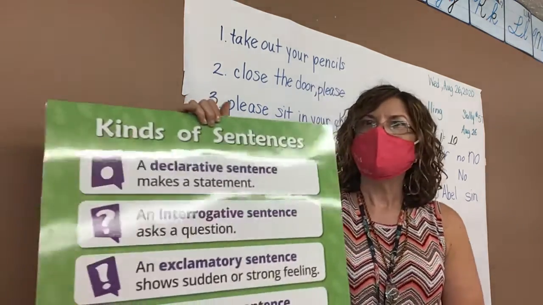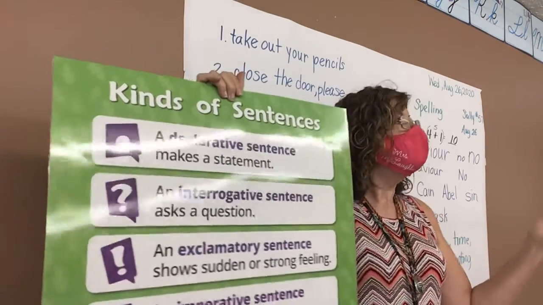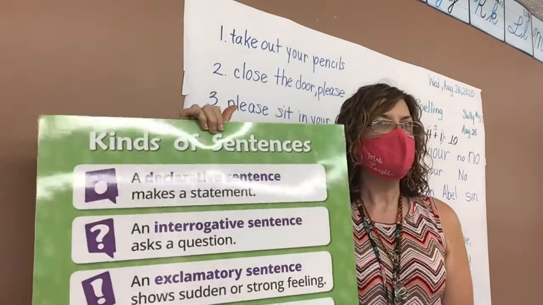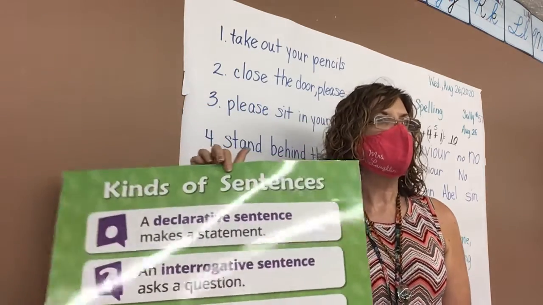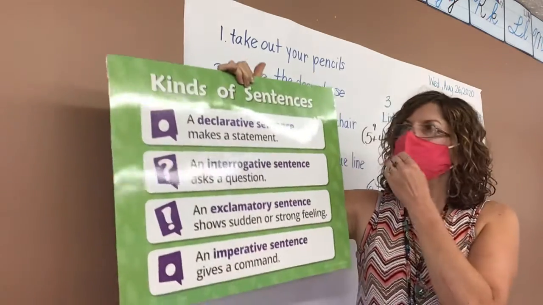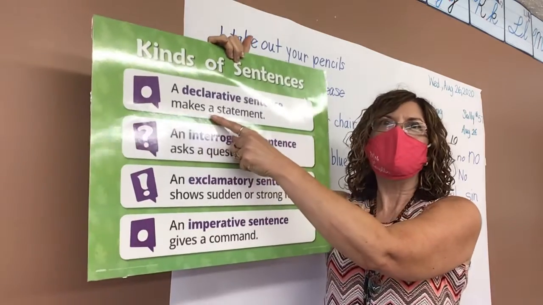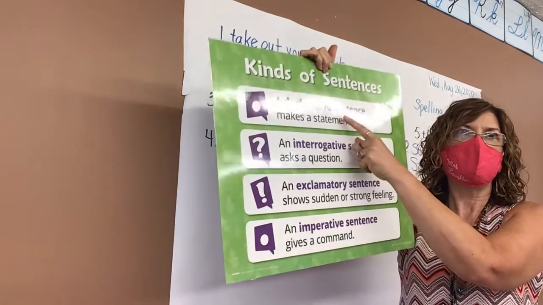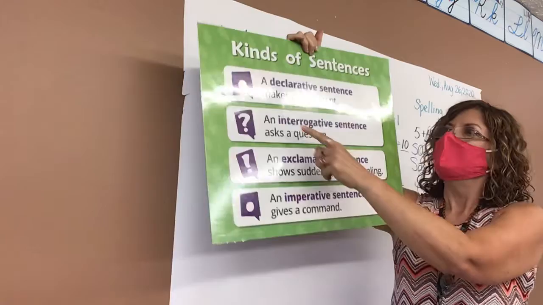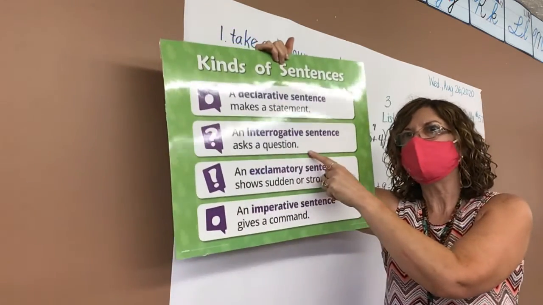Alright, so one of the things that's going to be on the test is the types of sentences. First of all, we need to know, what is a sentence? Everybody, what's a sentence? A sentence is a group of words that expresses a complete thought. Types of sentences are a declarative sentence, which makes a statement. An interrogative sentence, which asks a question.